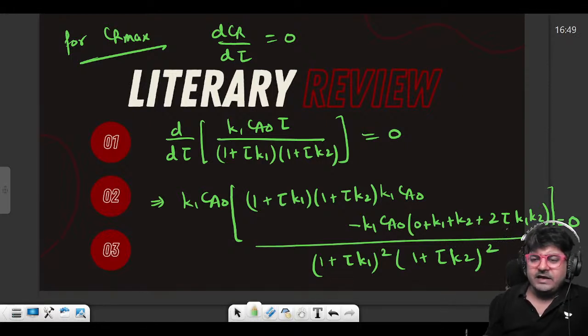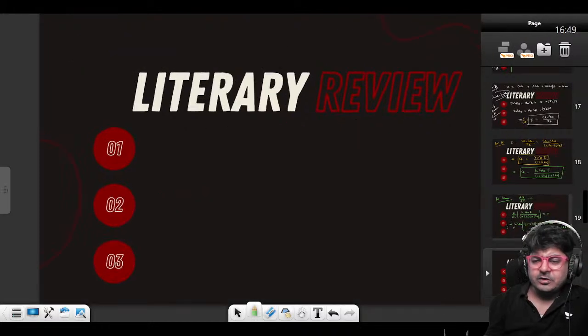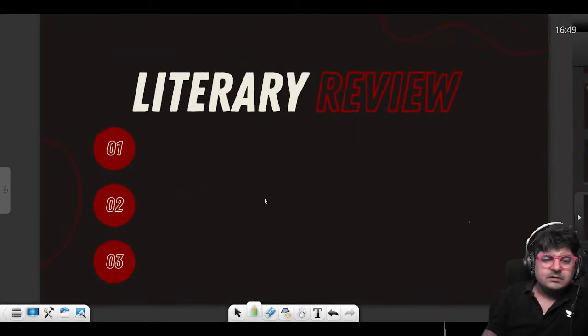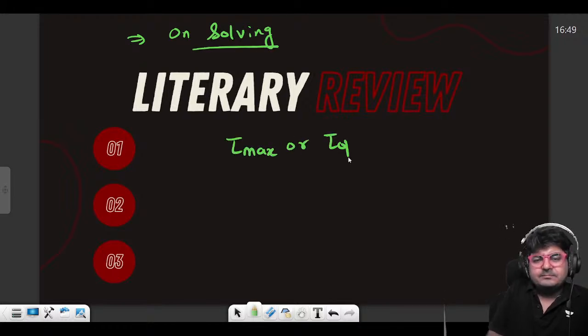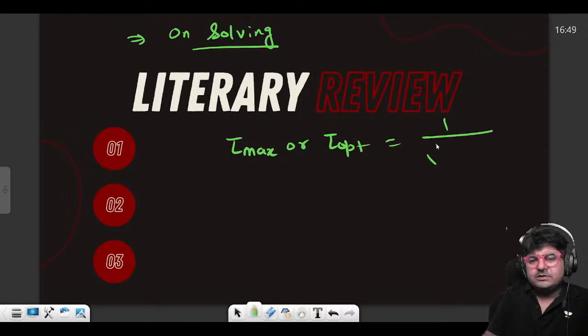Okay, तो मैं डायरेक्ट लिख रहा हूँ. If you wish, you can try to solve that by yourself, because I don't feel it is very difficult on solving. You will get tau max, or you can say tau optimum is equal to 1 upon square root of K1 K2.